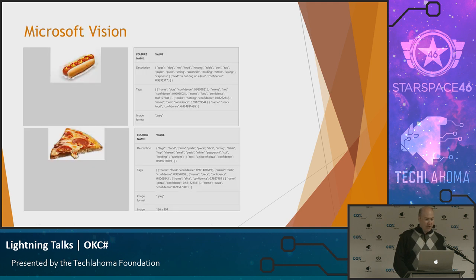Then I went to the Microsoft Vision API, the first Vision API that they came out with, where you send it a photo and it tries to determine what's in the photo. It gives you quite a bit of information back, including its confidence. So it thinks it's a hot dog, it thinks it's food. Same thing with pizza, it gives you the confidence level. That's a nice thing. You can also say, I think this is 50% confidence that this is a hot dog, or 60%.